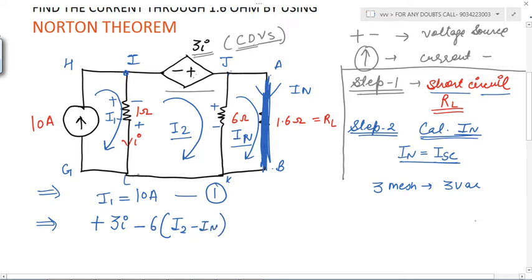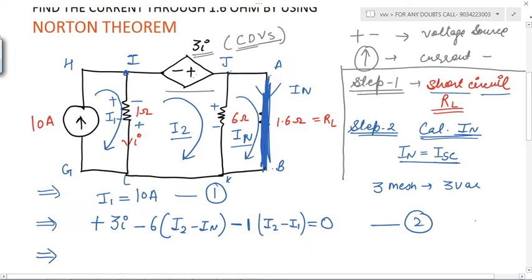K to L nothing is there. L to I, what is the second sign? That is negative. Resistance is 1, and current is I2 minus I1, equal to 0. So this is the second equation. Clear? Now we move to the third equation.